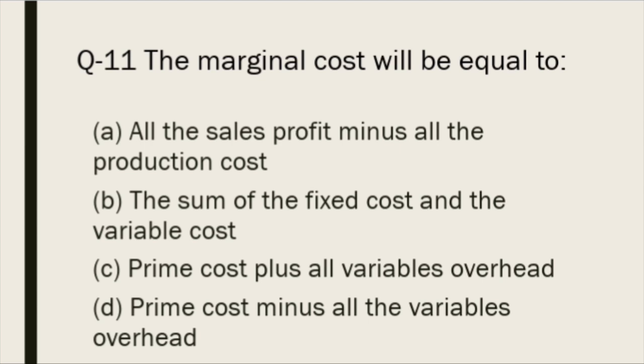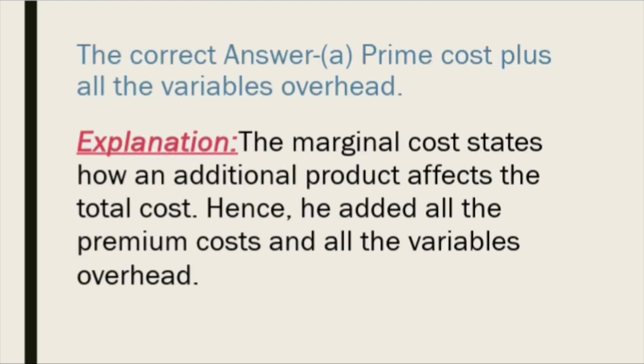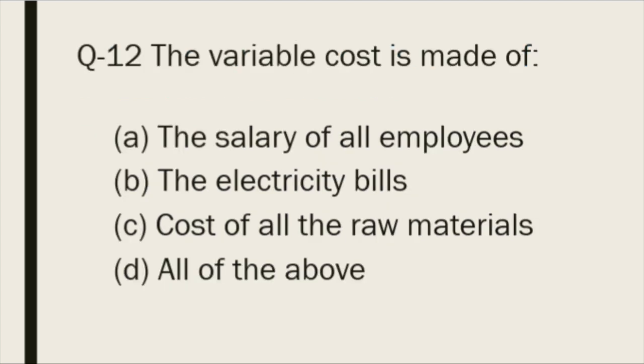Next question. The marginal cost will be equal to: the options are all the sales profit minus all the production cost, the sum of the fixed cost and the variable cost, prime cost plus all variable overhead, prime cost minus all the variable overhead. The correct answer is prime cost plus all the variable overhead. The reason is that the marginal cost states how an additional product affects the total cost. Hence, it adds all the prime cost and all the variable overhead. Next one, the variable cost is made of.